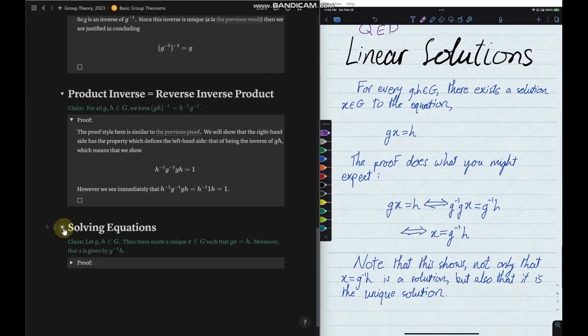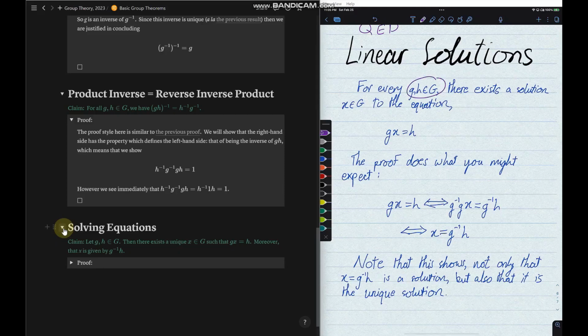Finally, linear solutions. So what am I saying here? I am making the claim that if you pick any two group elements, g and h, and you set up this equation with x like an unknown value, that there always exists a solution for x. That means, right, what it means to be a solution for x is that there exists some group element which satisfies this equation. So that's the claim, right? If you pick g and h, there always exists an x which satisfies this equation. That's the claim.